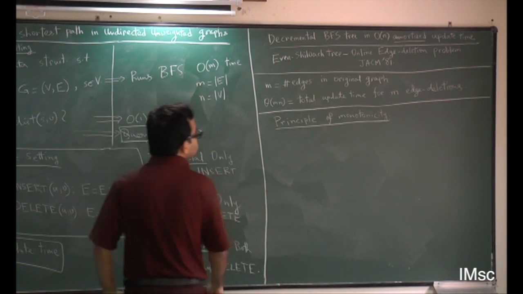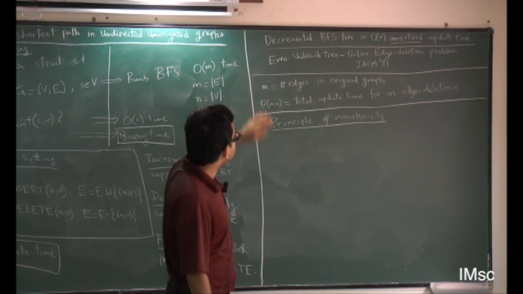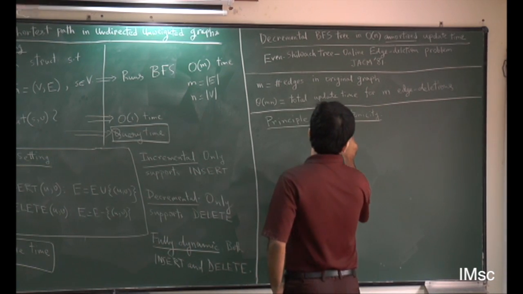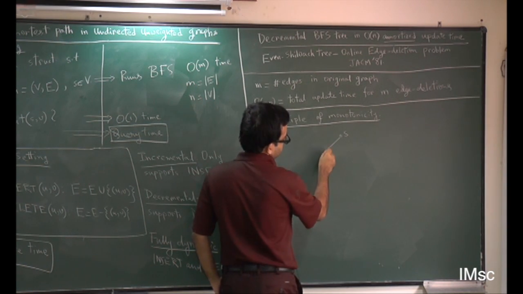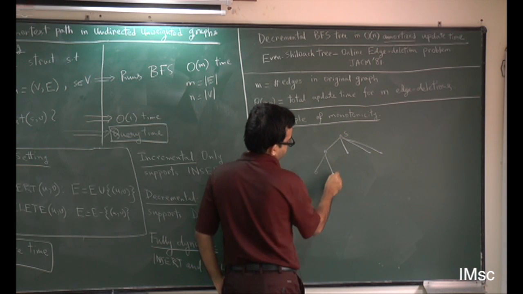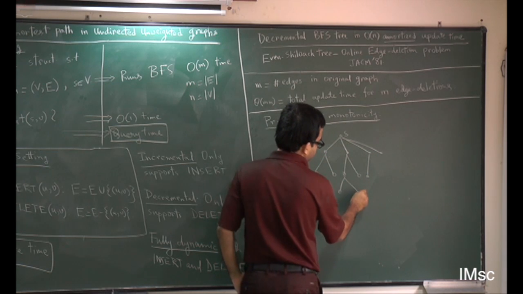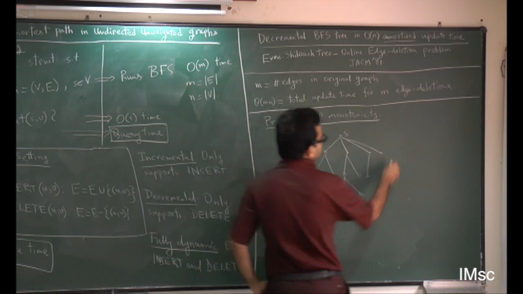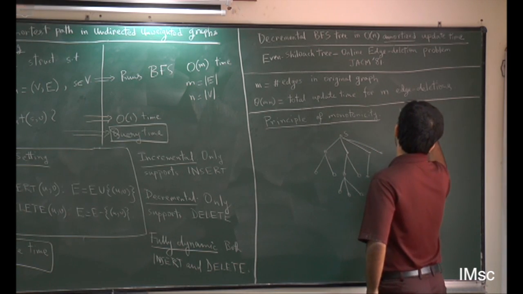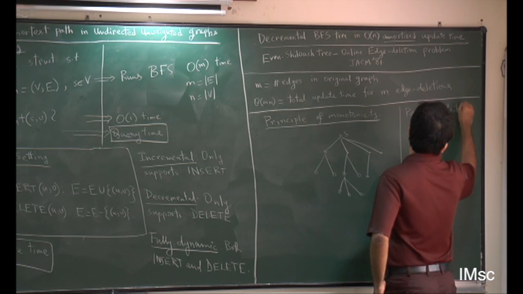So now, how to maintain this Even-Shiloach tree? You will just maintain a BFS tree. So, this is the source, these are their children. Now, first of all I will assign a rank to each node. So, rank of v is basically its distance from the source.